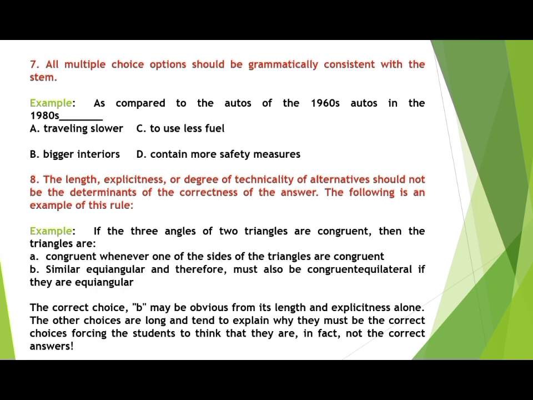It may be noticed for its length and explicitness, while the other choices are long and tend to explain why they must be correct, forcing students to think that they are, in fact, not the incorrect answer. Yes, the length, explicitness, and degree of technicality of alternatives should not be determinants of the worthiness of the answer. Length should not be the basis for the correct answer, because even if it is long, it tends to be wrong.